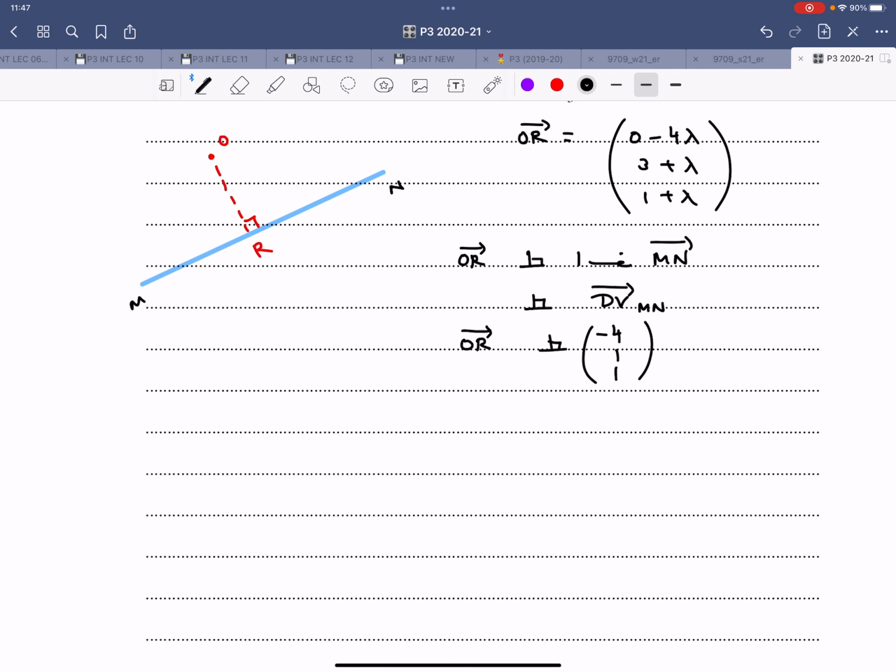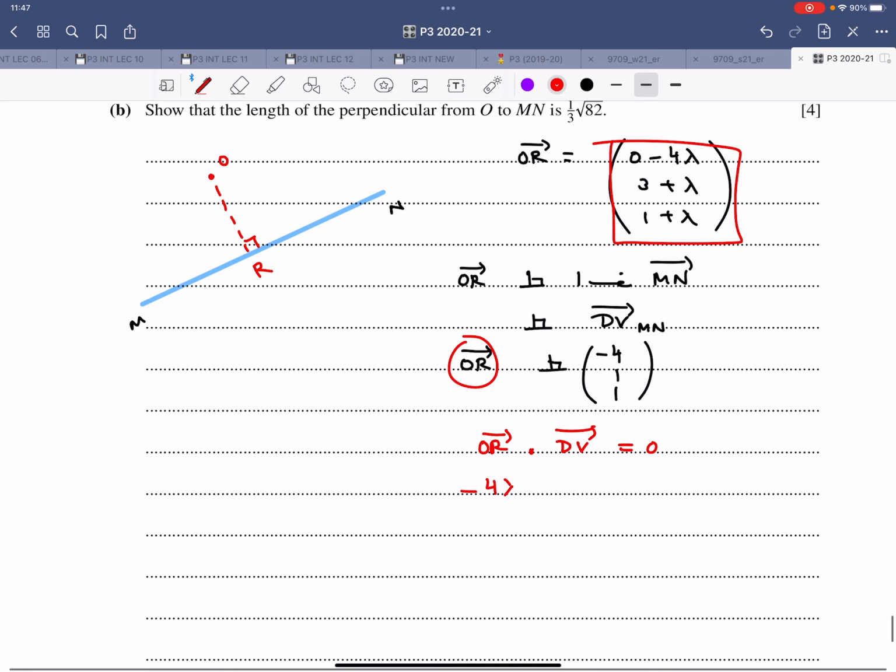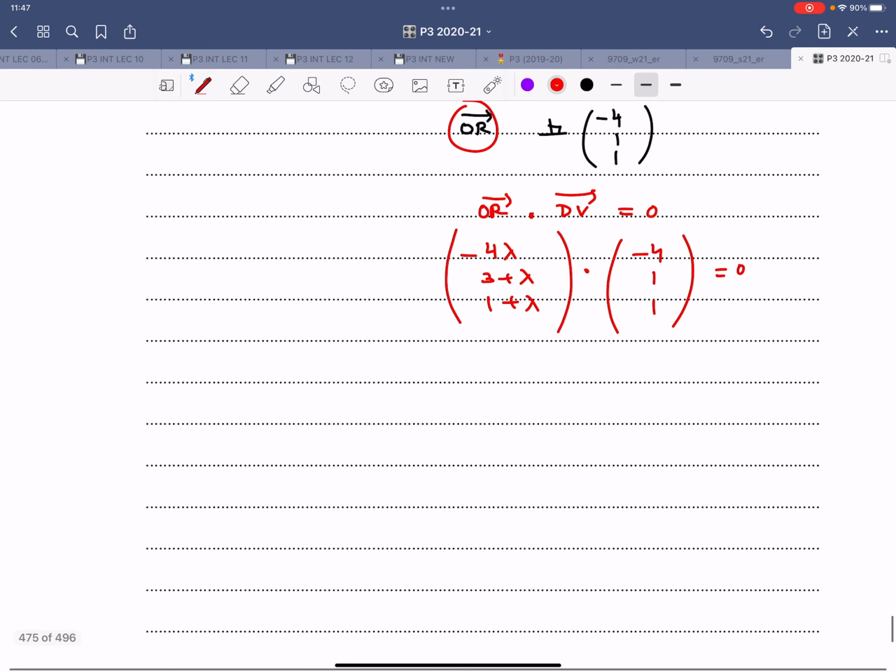And what is OR? OR is this whole thing. So therefore the OR dot product with the direction vector should equal 0: minus 4 lambda and 3 plus lambda and 1 plus lambda dot product with minus 4, 1, 1 should equal 0. Let us find the value of lambda.